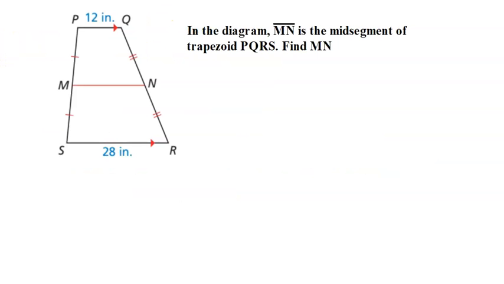So let's take a look at this real quickly. So here we have trapezoid PQRS. It tells us segment MN is the midsegment, and notice it is the midpoint, right? It's equidistant on both sides. We want to find the length of MN. Well, as we said, the midsegment is half the lengths of the bases added up. All right, so it's going to be half of PQ plus SR.